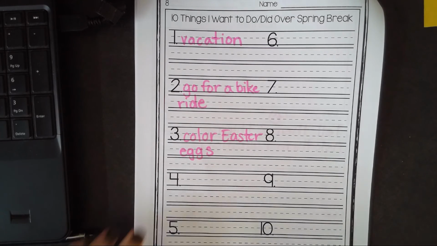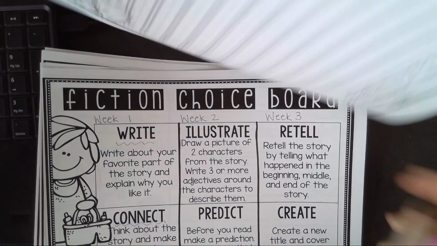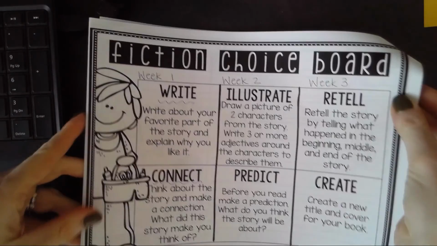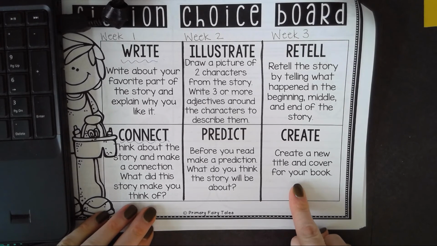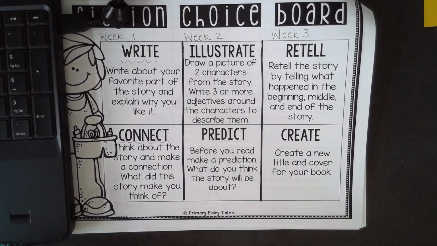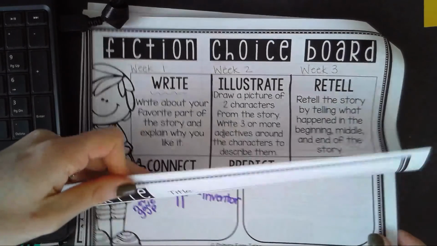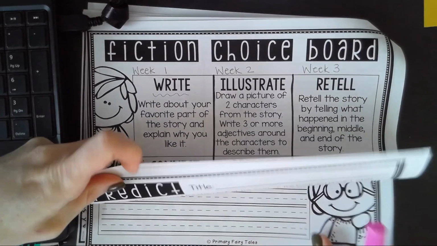Okay, I'm gonna flip over to our fiction choice board. The second activity for this week is create. I think this is a super fun activity because you get to create a new title and a cover for a book that you're reading. Okay, so I'm going to flip to the create page.